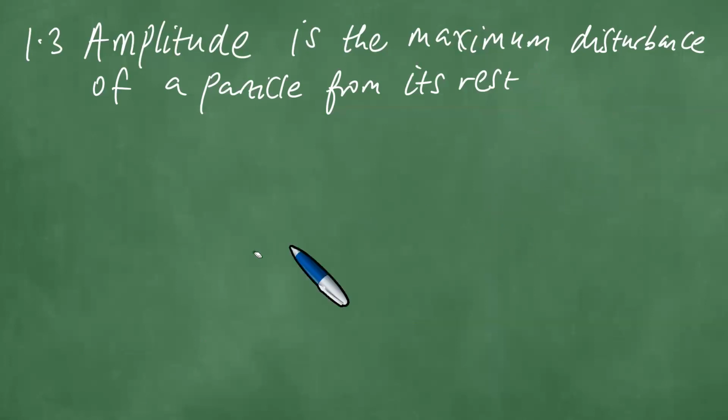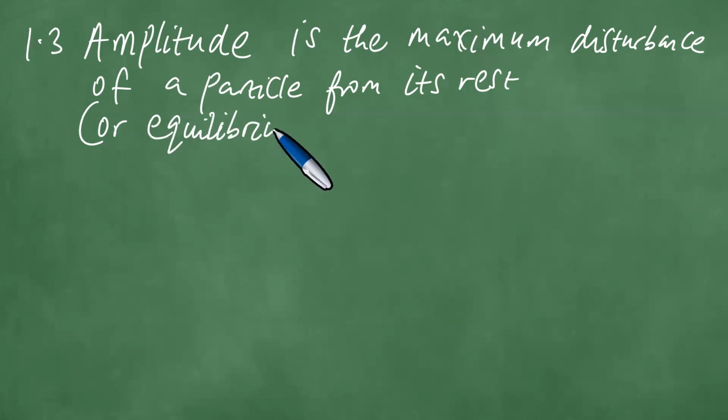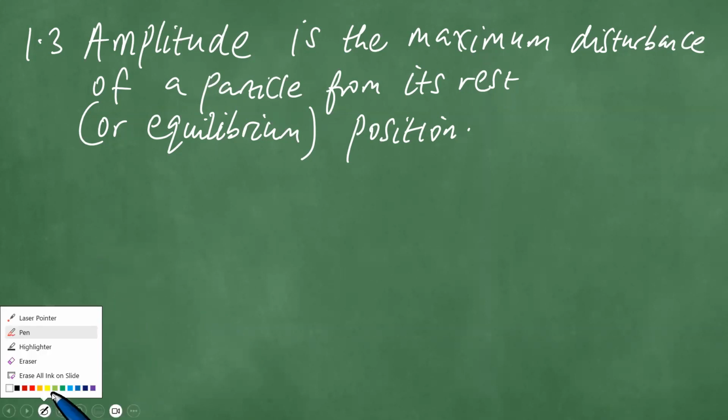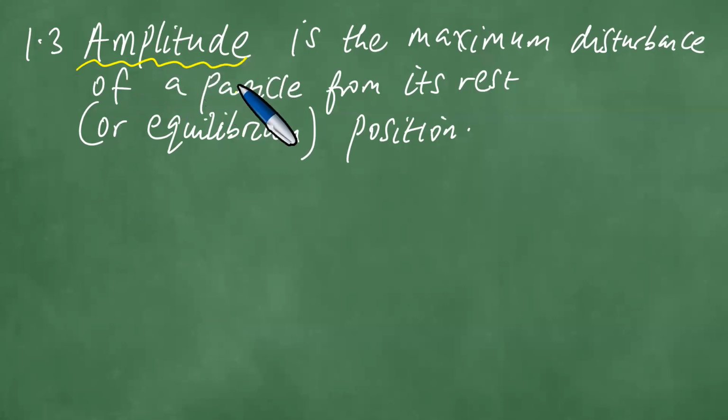Just to write this one here. From its rest, or you can say equilibrium position. Right, amplitude is the maximum disturbance of a particle from its rest or equilibrium position. So that is what we have. Right, so we have defined an amplitude. An amplitude is the maximum disturbance of a particle from its rest or equilibrium position.